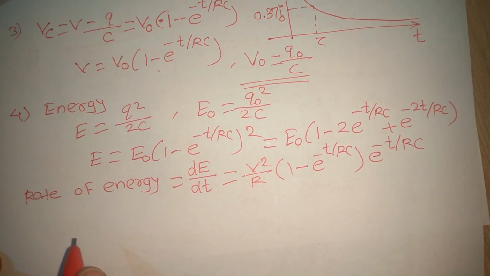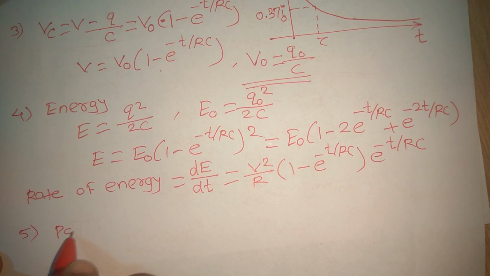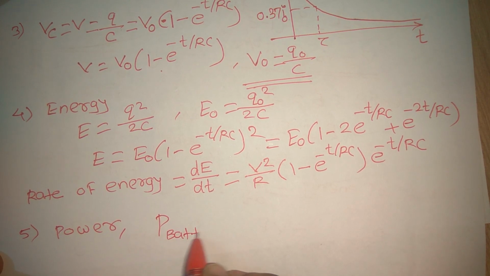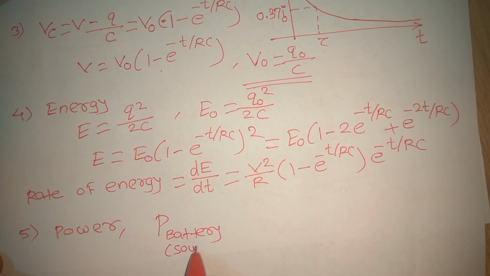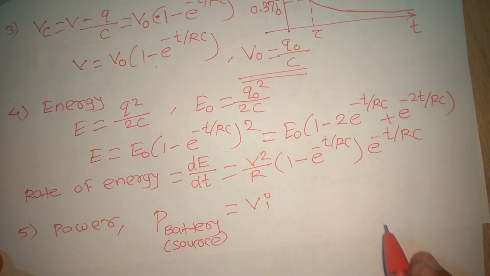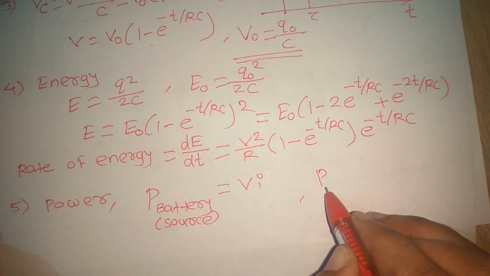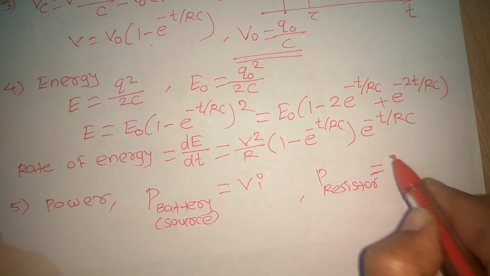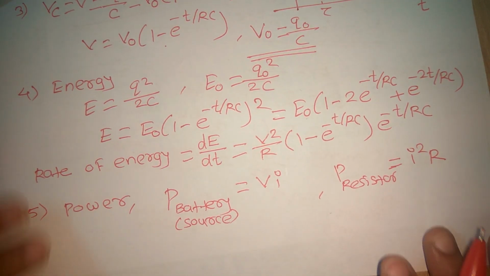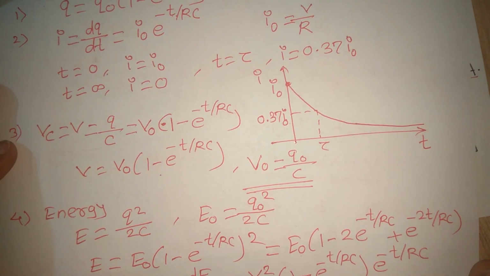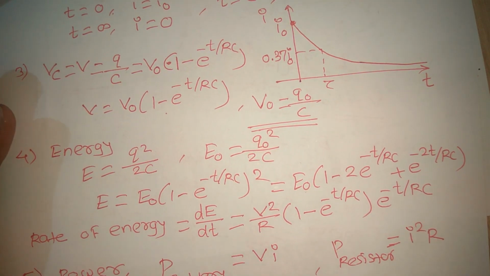Another one, the question can be asked on the power. There are two types of power. If the power through the source or the battery is asked, then we use the formula V into I. If the power dissipation, that is the power through the resistor, is asked, then we use the formula I square R. So these are the different formulas we use while solving examples on the charging of a capacitor. Remember. Thank you.